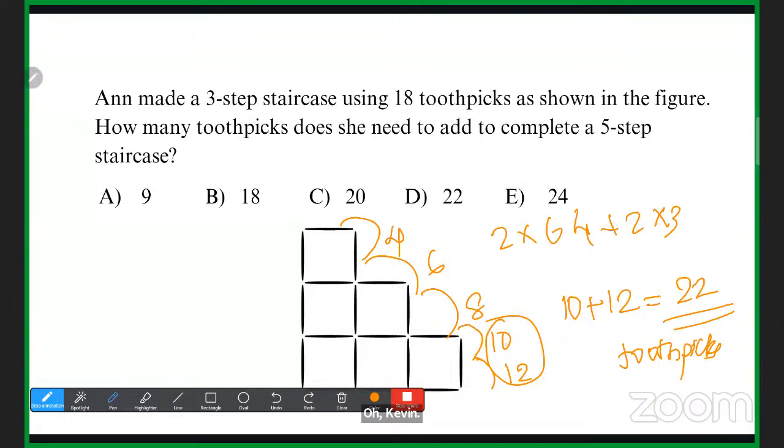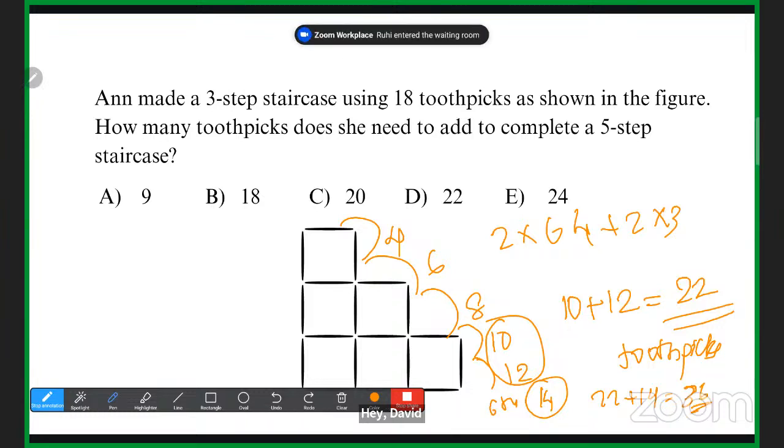Then the sixth step, what is the number? Please, anyone tell for the sixth step what is the number? 14. Yes, right. So 22 plus 14 is 36. Ma'am, can we say that the general formula of this is 2n plus 2? Yes, right. This is the formula. This is a trick. I will give you the trick.